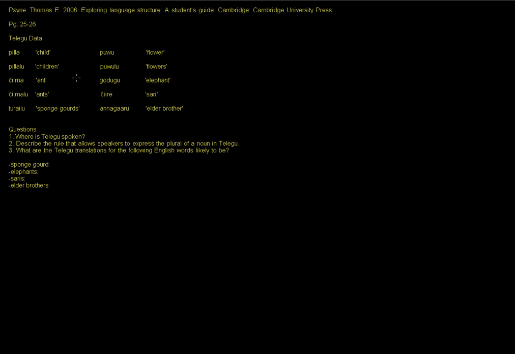easily identify them. Then for every problem set you'll find in an introductory textbook anyway, there'll be questions that you need to answer. So in this one there are 3 questions. Where is Telugu spoken? Describe the rule that allows speakers to express the plural of a noun in Telugu. And what are the Telugu translations of the following English words likely to be? And then it gives you 4 English words, and you have to write how to translate them in Telugu.